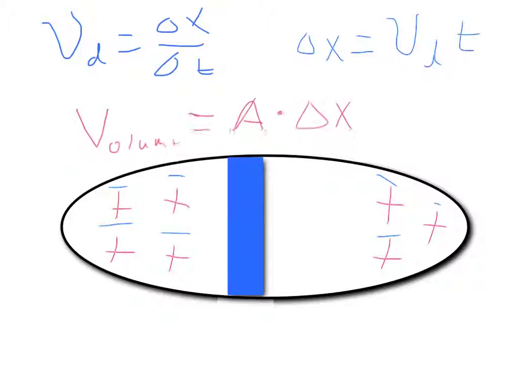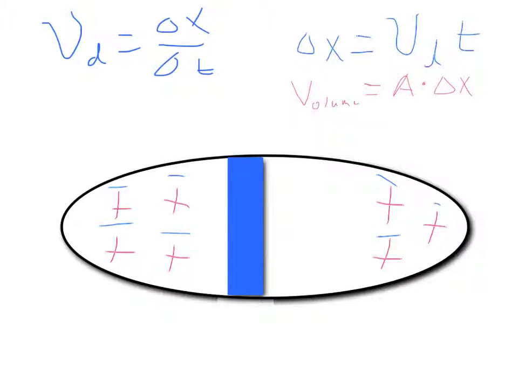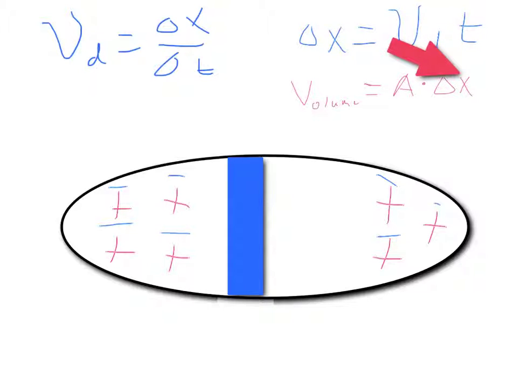So that being said, we'll shrink our volume here and push it off to the side. What we're going to do now is take the delta X from up here and simply plug it in right here. So here we go. Then we would say that our volume, capital V, is equal to the area of the wire times the drift velocity times the time. That is the volume of electrons that move through there.